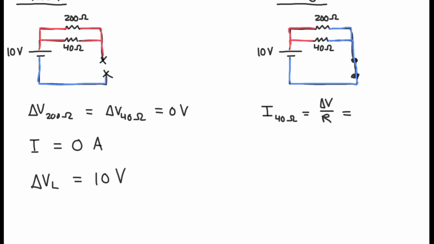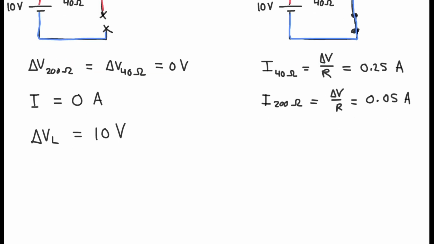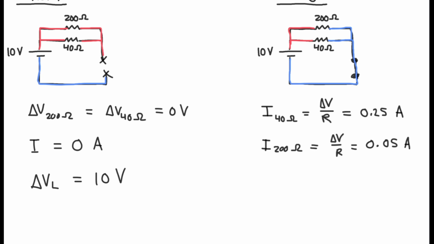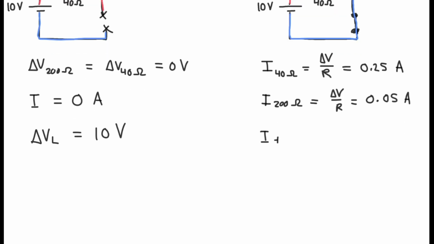And we get 40 as our resistance. So 10 divided by 40, which is 0.25 amps. And then for the current through the 200 ohm resistor, it's delta V over R, but we have 5 times the resistance now. So it's 1/5 the current. And then notice if we wanted the total current, we could just add these two together because of Kirchhoff's junction rule. We know that the battery is supplying 0.3 amps of current. And this is what you get if you find REQ.